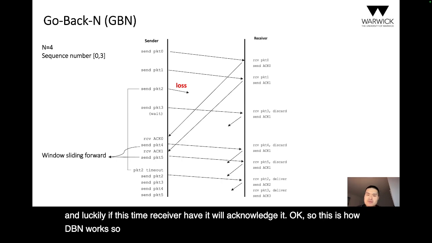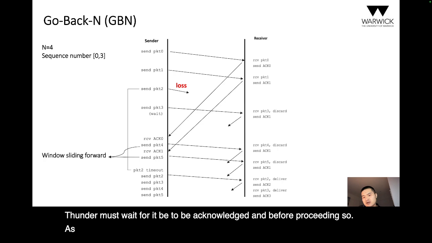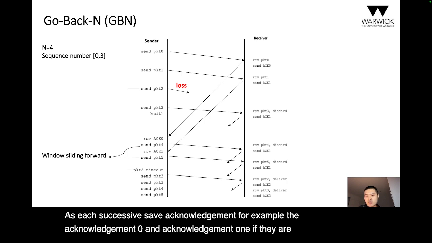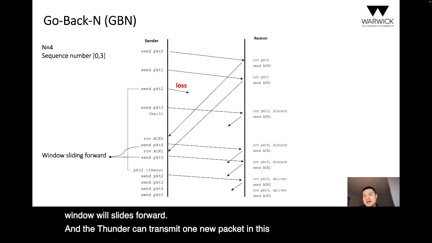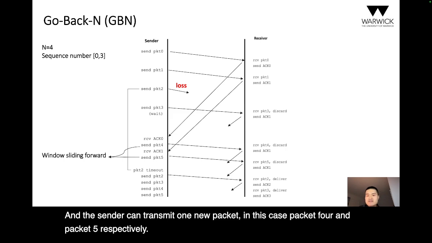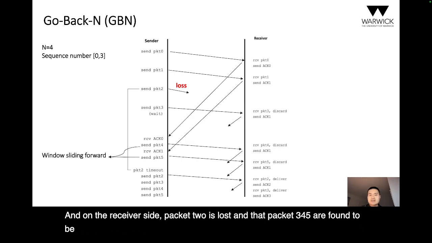So in brief, if one of the 4 packets in this case gets lost, the sender must wait for it to be acknowledged before proceeding. As each successive acknowledgement, for example acknowledgement 0 and acknowledgement 1, is received, the window will slide forward, and the sender can transmit one new packet, in this case packet 4 and packet 5 respectively. On the receiver side, packet 2 is lost, and thus packets 3, 4, 5 are found to be out of order, and they will be discarded.